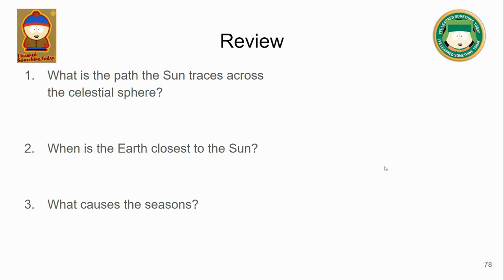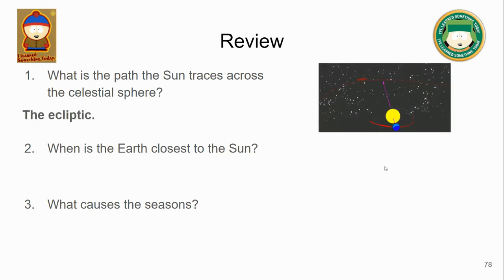So what is the path the sun traces across the celestial sphere? This is the ecliptic. So the ecliptic means two things, and they're really the same thing. There's just two different ways of thinking about it. You can think of it as the path of the sun across the celestial sphere. So that's if you're doing the celestial sphere model. The other way of thinking of it is the ecliptic is the plane of the Earth's orbit. And they end up being exactly the same thing.